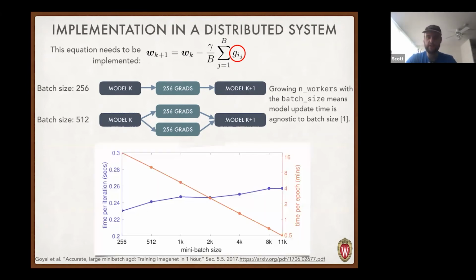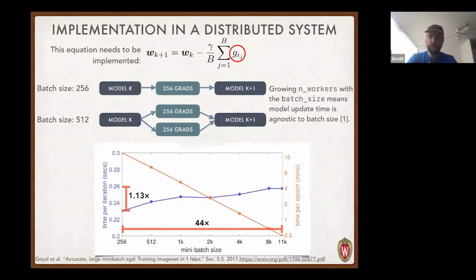And this has been shown empirically too. That's represented by this graph by Goyal et al. I think Facebook developed this. They trained ImageNet in an hour, and they wrote a whole paper on that, and section 5.5 is relevant here. What they did was exactly this architecture where each worker processes 256 gradients, and they grew the batch size by a factor of 44. So they went from 1 worker to 44 workers, and that's a huge increase in batch size, right? But they found that the model update time only increased by 13%. So it's pretty much agnostic to batch size, right?